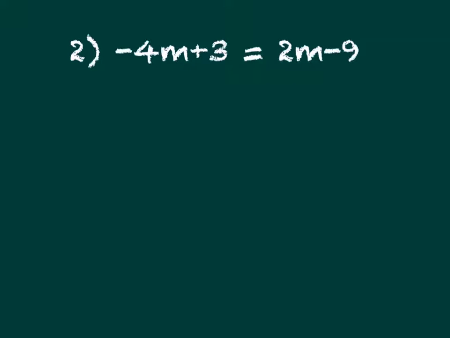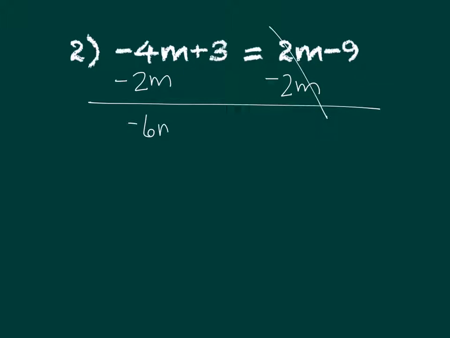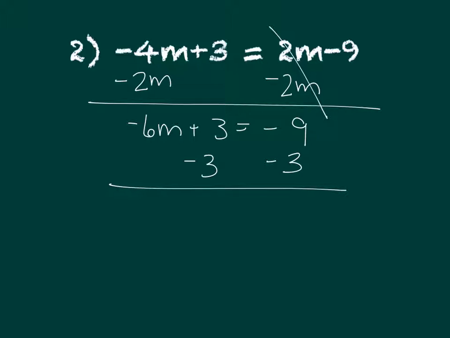Okay, so here's example number 2. When I first look at this, the first thing I want to do is get all the variables to the same side. So in order to do that, I'm going to subtract 2m from both sides. And when I do that, the 2m's cancel out, and I'm left with -6m plus 3 equals -9. Then I want to bring the 3 over, so I subtract 3. That way the +3 and the -3 cancel out, and I'm left with -6m equals -12.